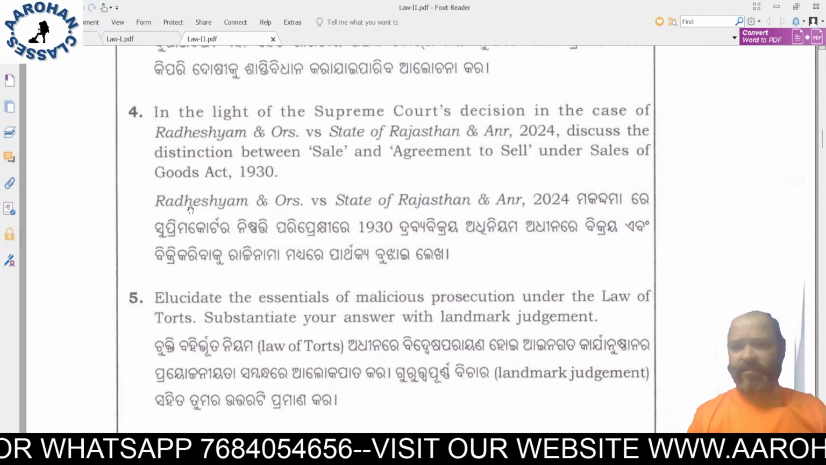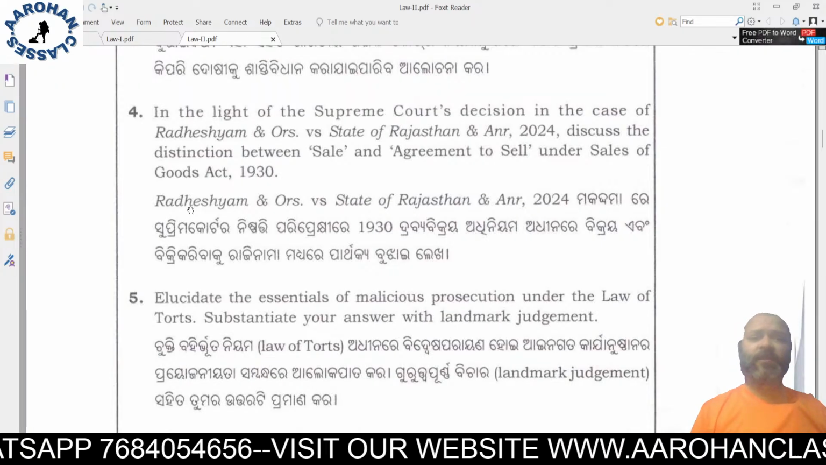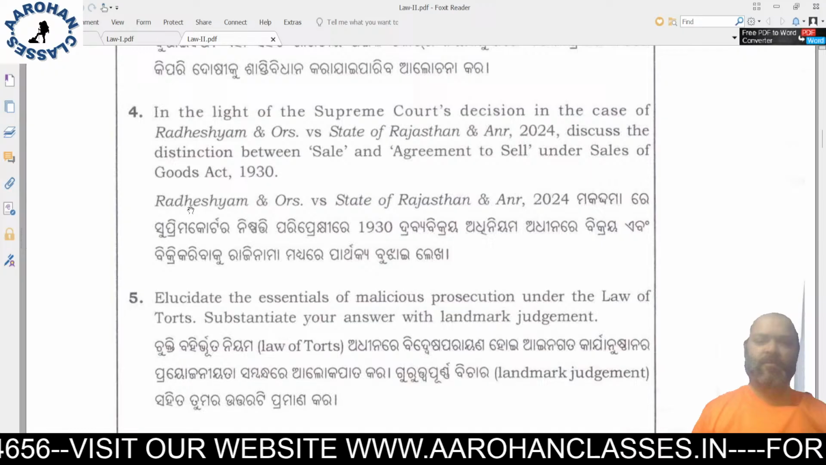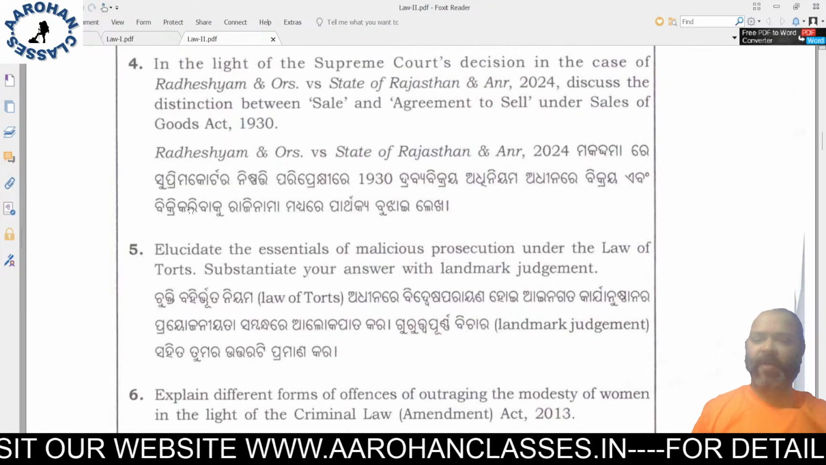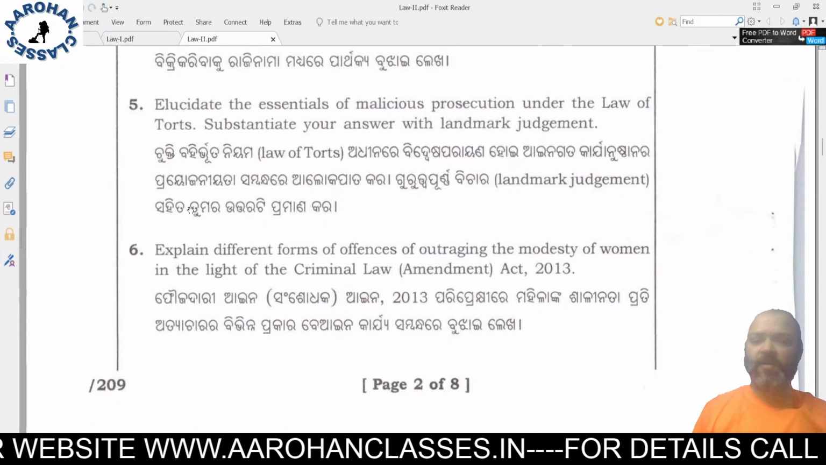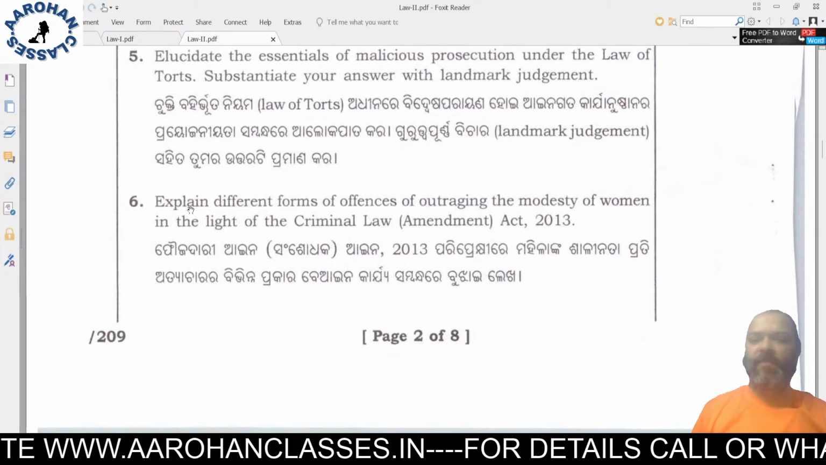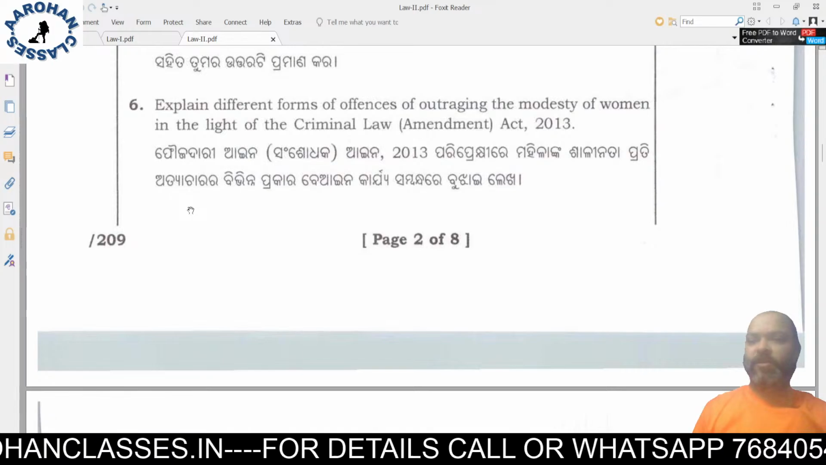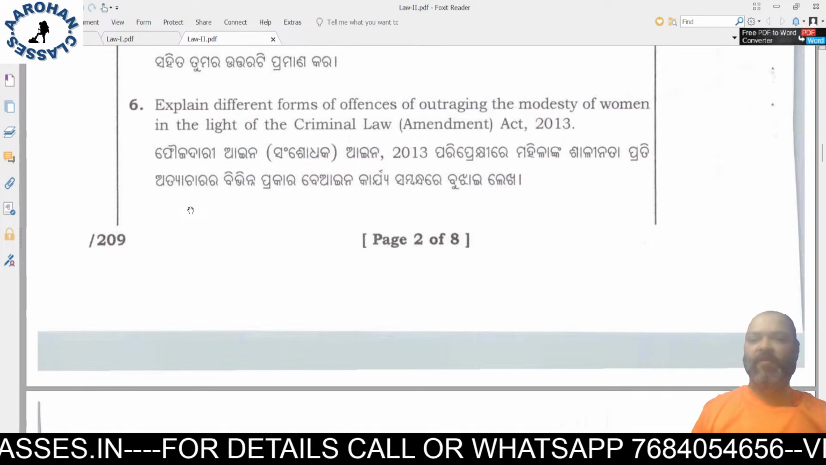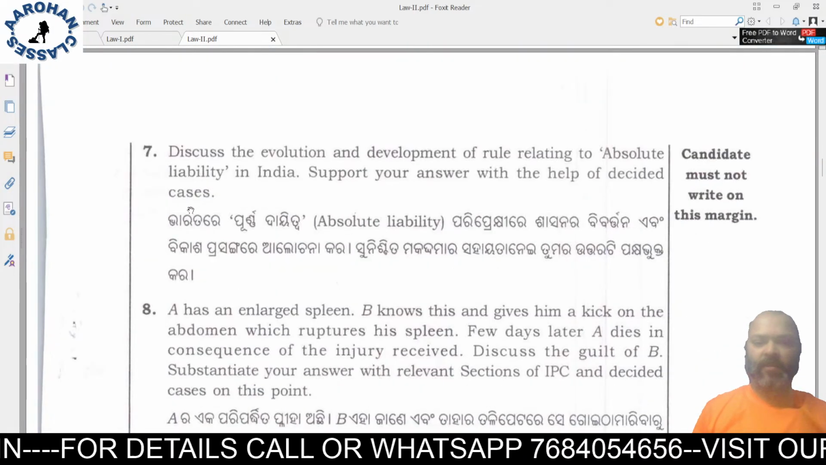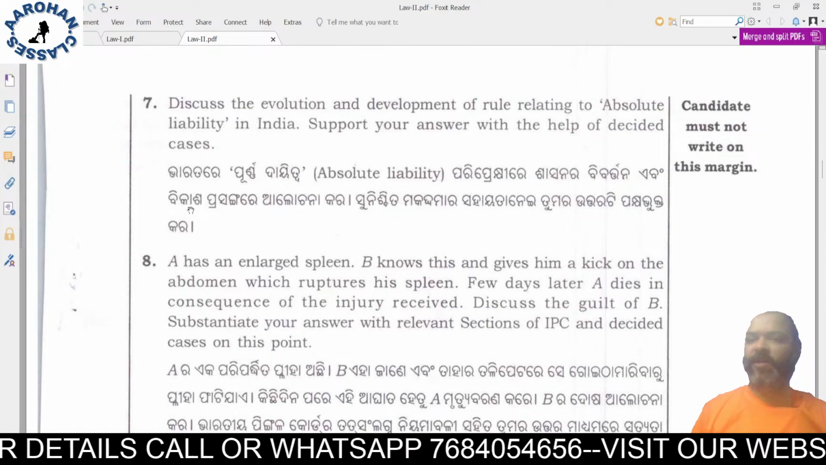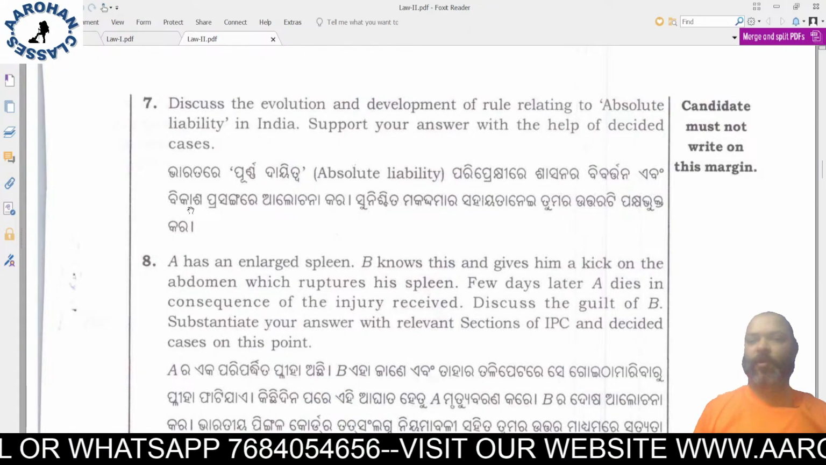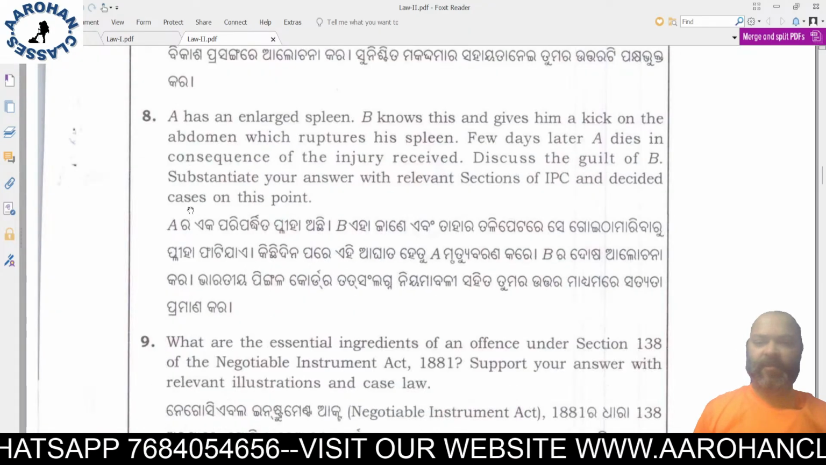Okay, earlier this year. Discuss the distinction between sale and agreement to sell under the Sale of Goods Act 1930. Elucidate the essentials of malicious prosecution under law of tort. Substantiate your answer with landmark judgments. Explain different forms of offences of outraging the modesty of women in the light of Criminal Law Amendment Act 2013. Discuss the evolution and development of rule relating to absolute liability in India. Support your answers with the help of decided cases.